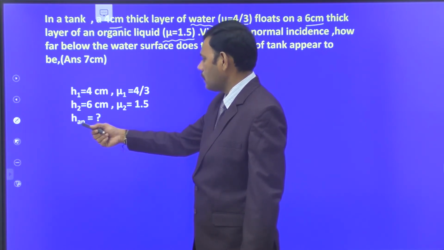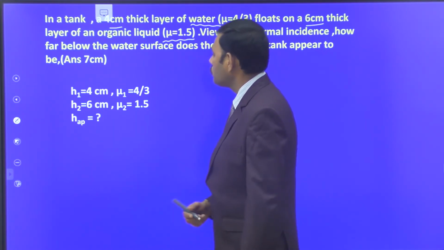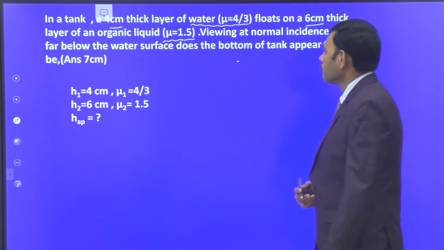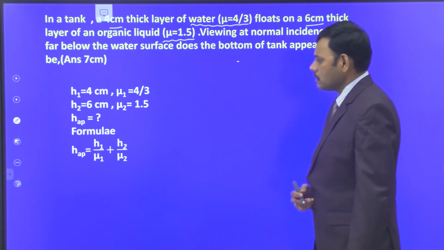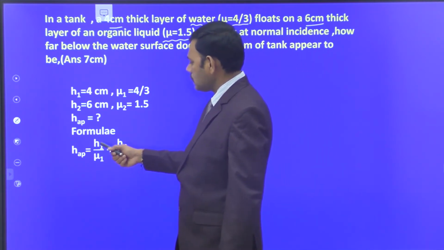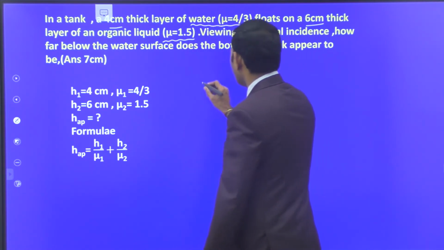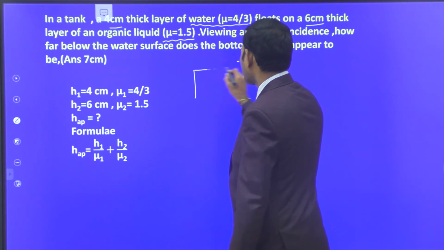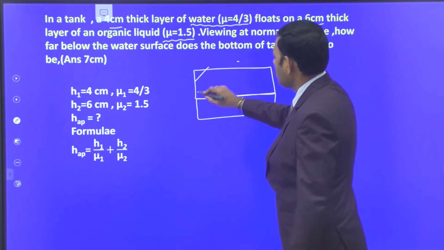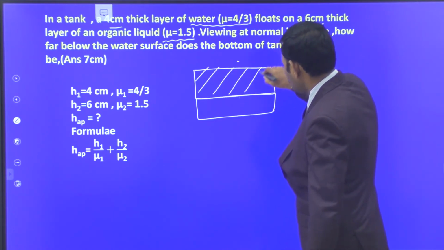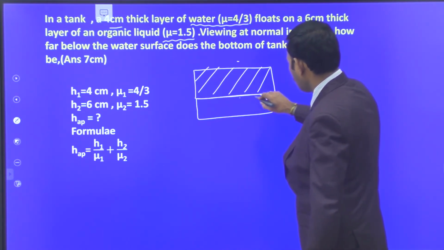Let it be represented by HAP, apparent depth to be found here. That is the question, and formula for it is apparent, if H1 is the real depth in first medium, here we have two mediums, two slabs like this. This is the first liquid and this is the second liquid.